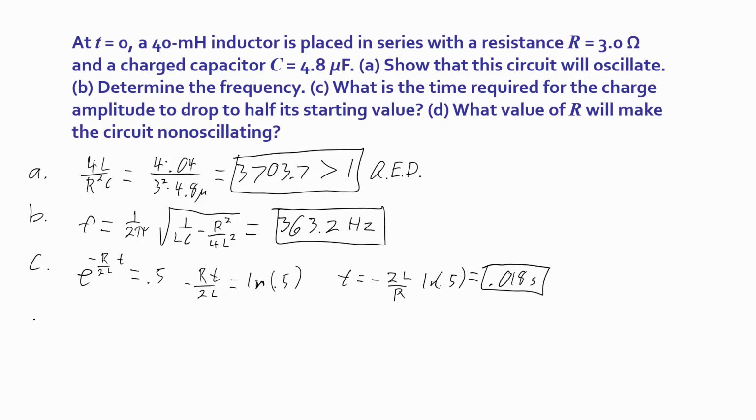Okay, the last part here, we want to know the value of R that will make the circuit non-oscillating. So essentially we want R squared to equal 4L over C, because when that is the case, you are critically damped, and anything equal to or greater than that, we consider it to be not oscillating. But we need to find R, so it's going to equal the square root of 4L over C. Plug in your numbers, and you get 182.6 ohms. And that's it.